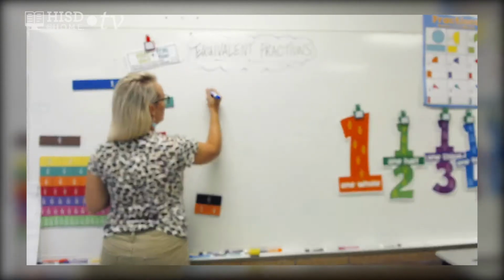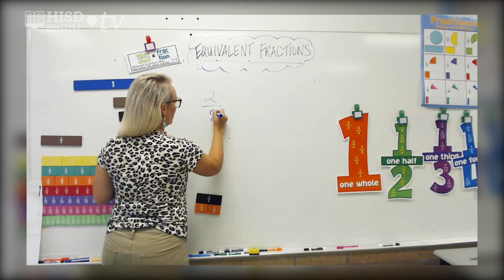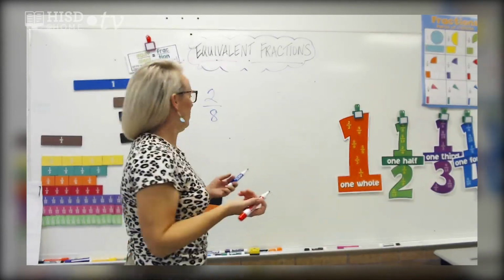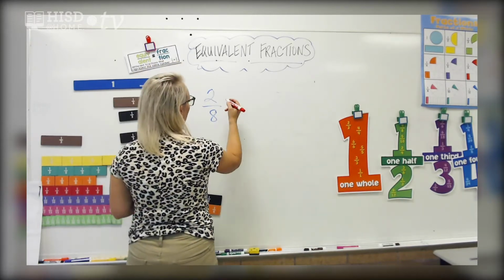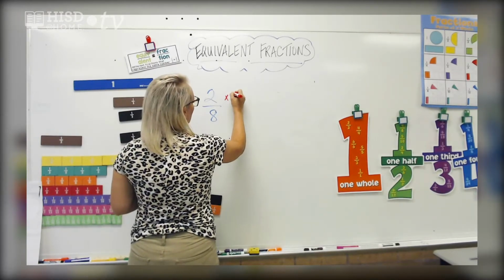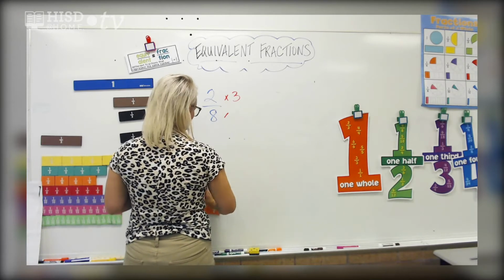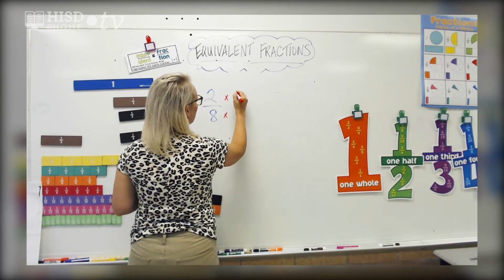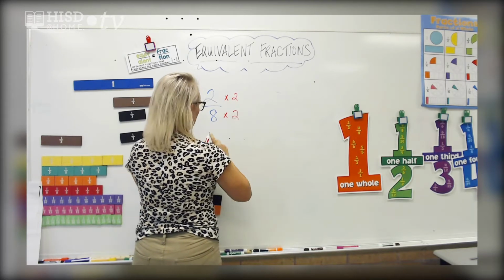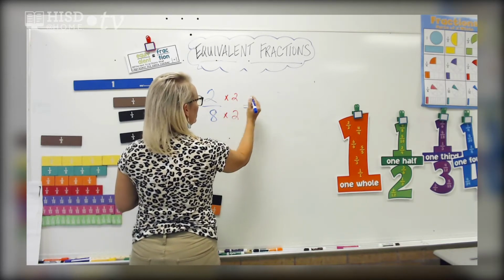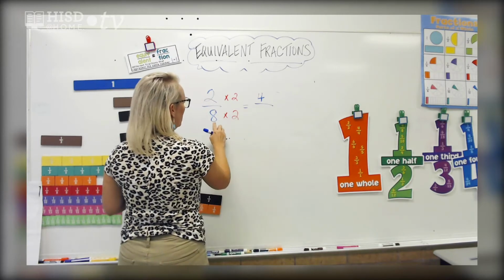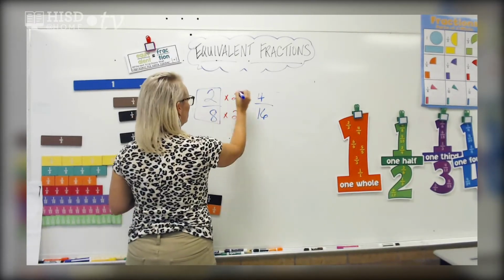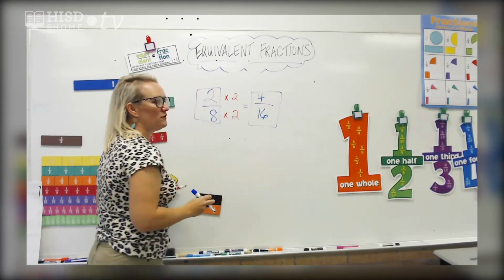Let's try 2/8. Okay? And I'm going to multiply it by the same number. It could be any number at all. So I could try 3. 2 times 3. Oh, wait, that's too big. Because I need to prove it to you. Let's do 2 again. Times 2, times 2. 2 times 2 is 4. 8 times 2 is 16. So we are saying that 2/8 is equivalent to 4/16.